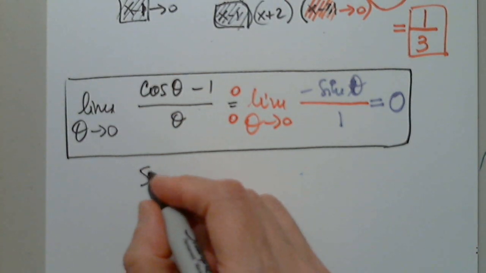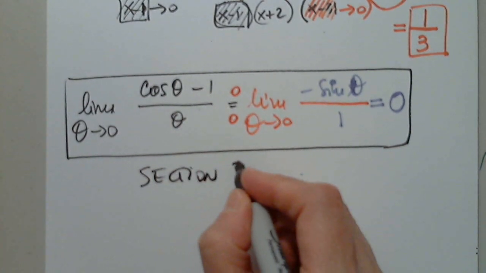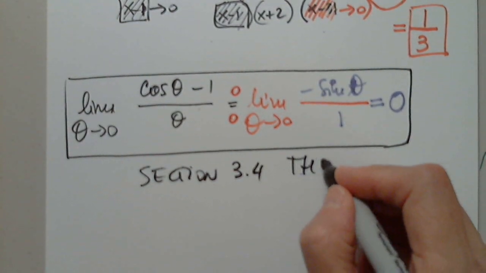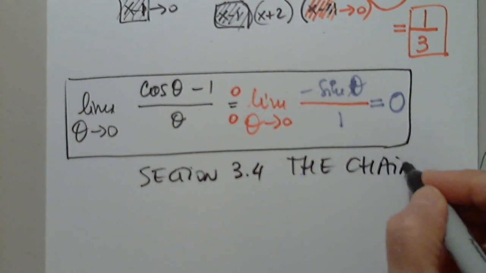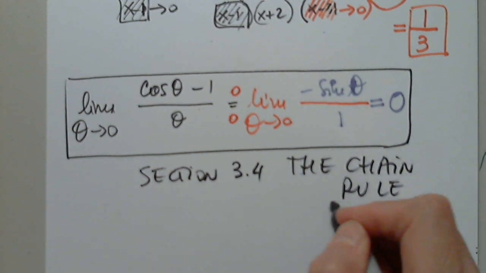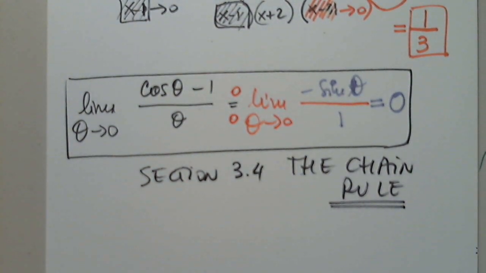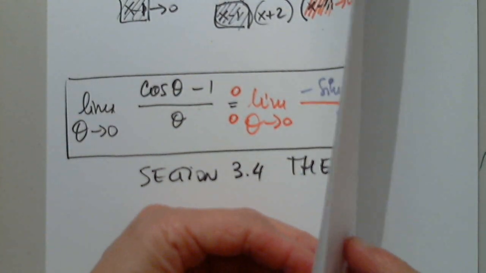Section 3.4. The chain rule. This is the rule of the rules. The rule of the rules. Very important. Very, very, very important. Okay, so let's start.